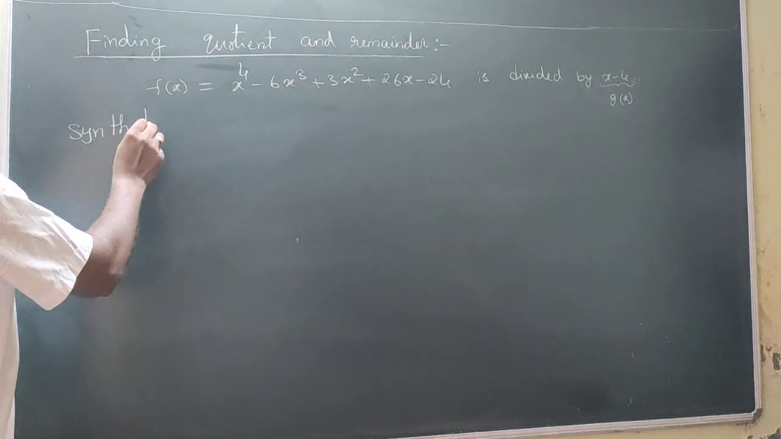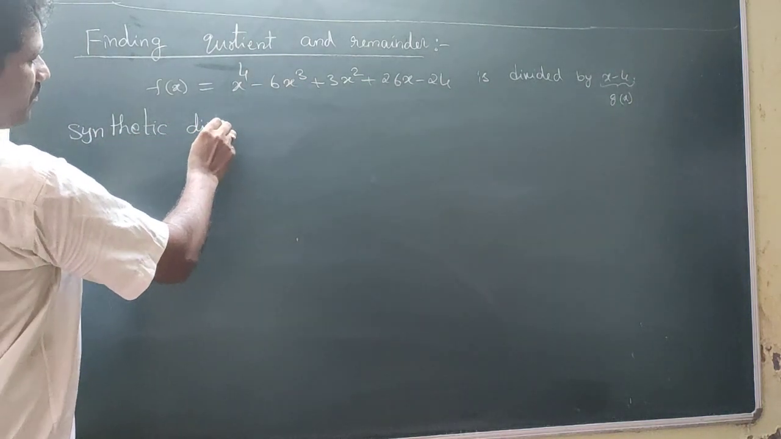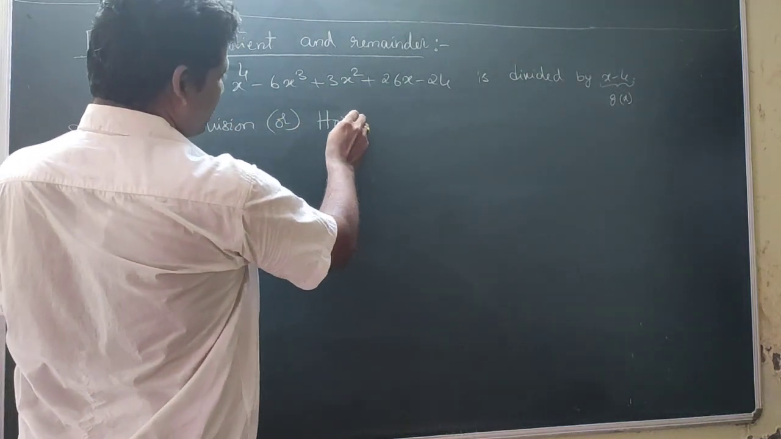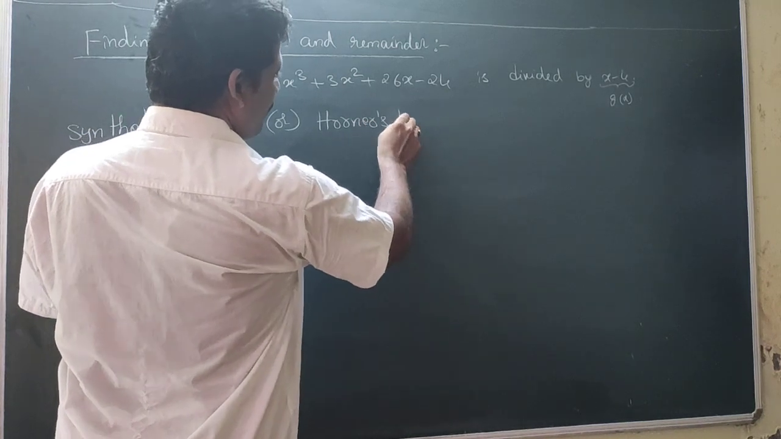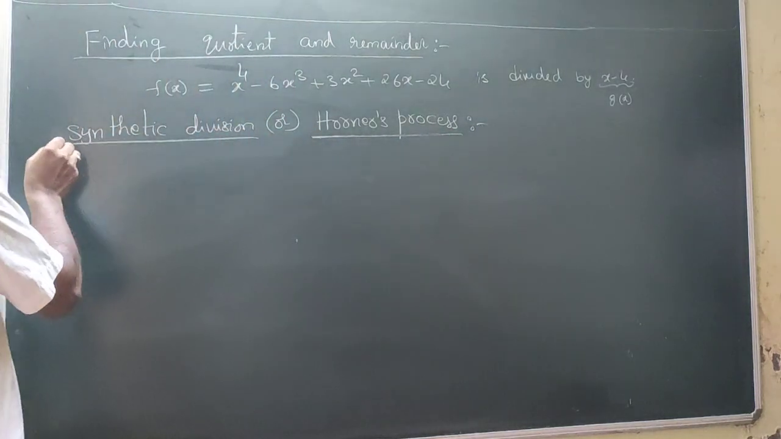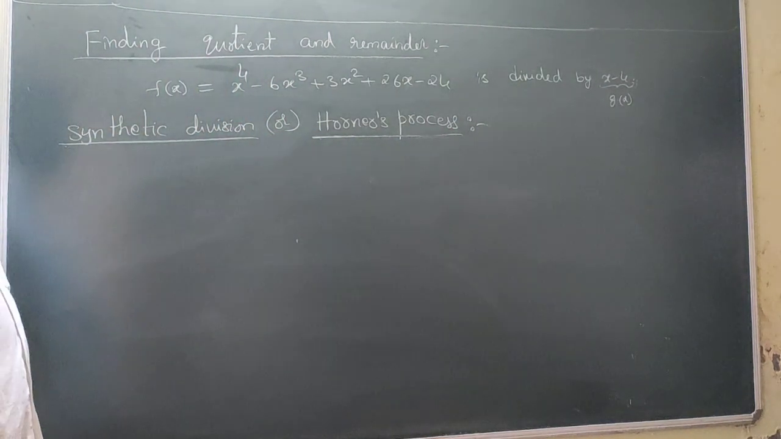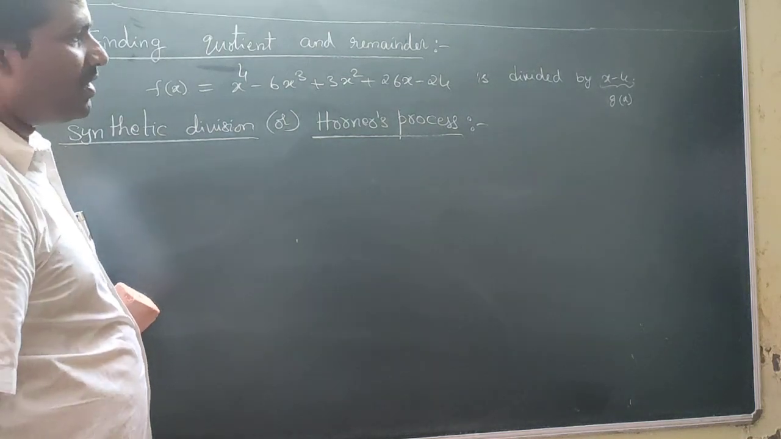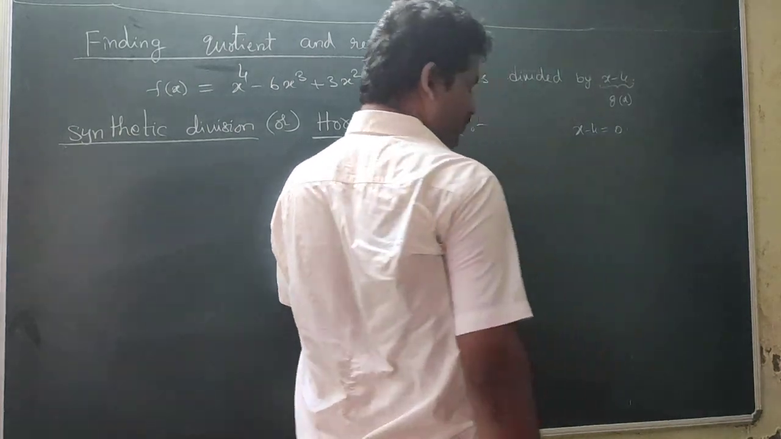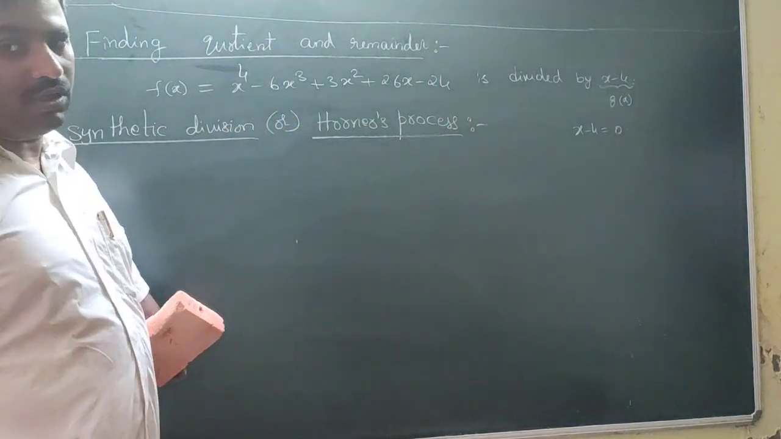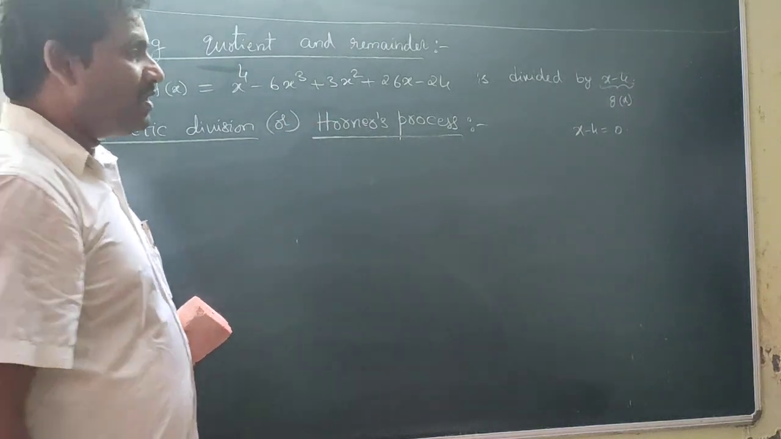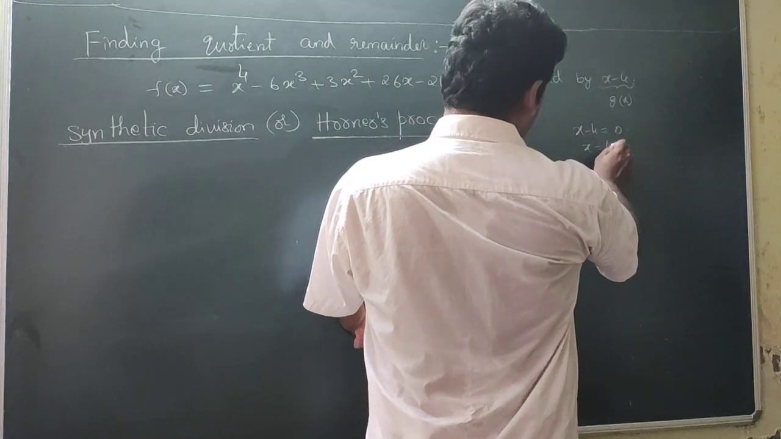Synthetic division, or Harman's process. This is the method. Here we are dividing with g of x, x minus 4 equal to 0. So this method is for linear polynomials, like x minus 4 or x minus 3. x minus 4 equal to 0, then what is x equal to? 4.